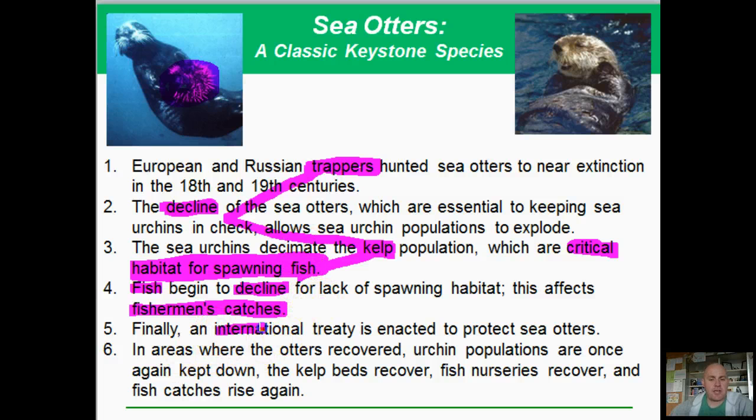And as a result, we actually created a treaty to protect sea otters and sea mammals because they played such an important role. And now where they've been protected, sea otters are recovering, which is keeping urchin populations in check, which is letting the kelp beds recover nicely. And so we're starting to see fish nurseries start to grow. And so fish are being caught in higher quantities now. So that would be a good example of a keystone species for you.